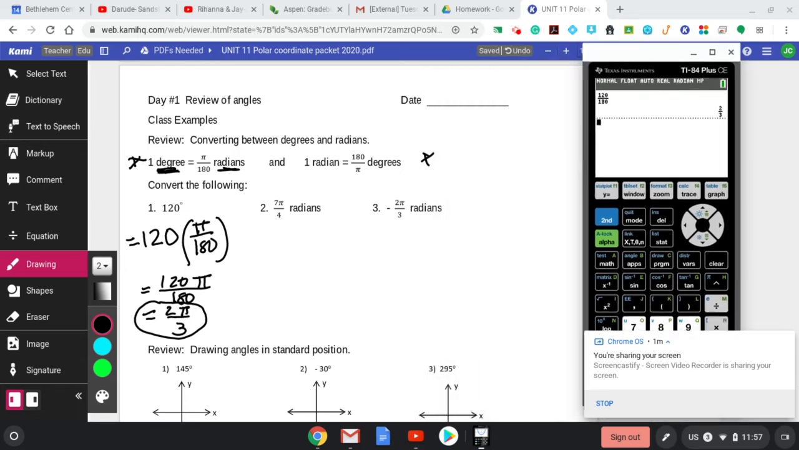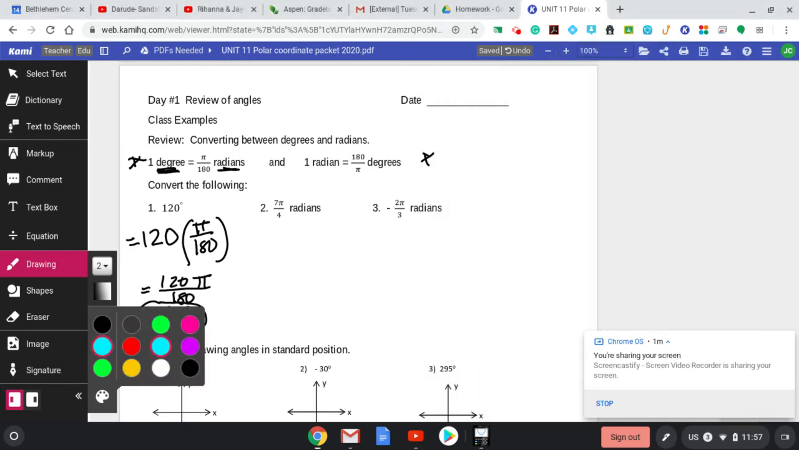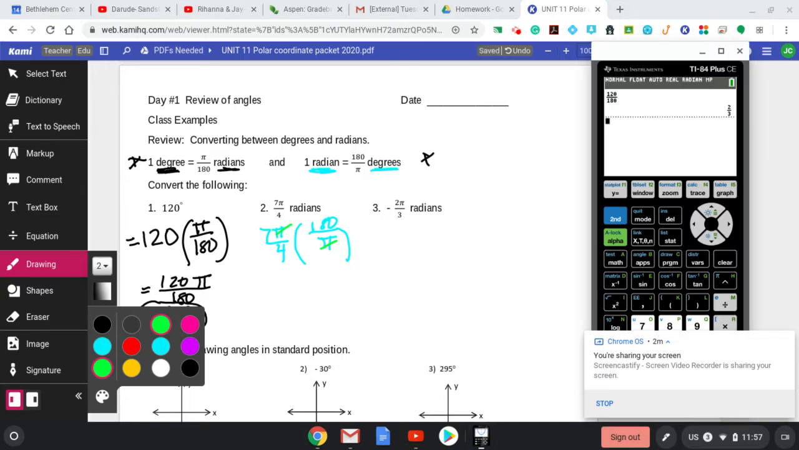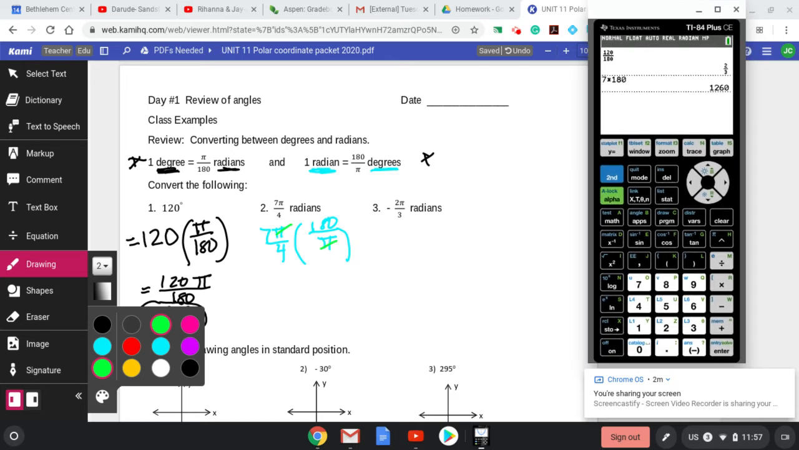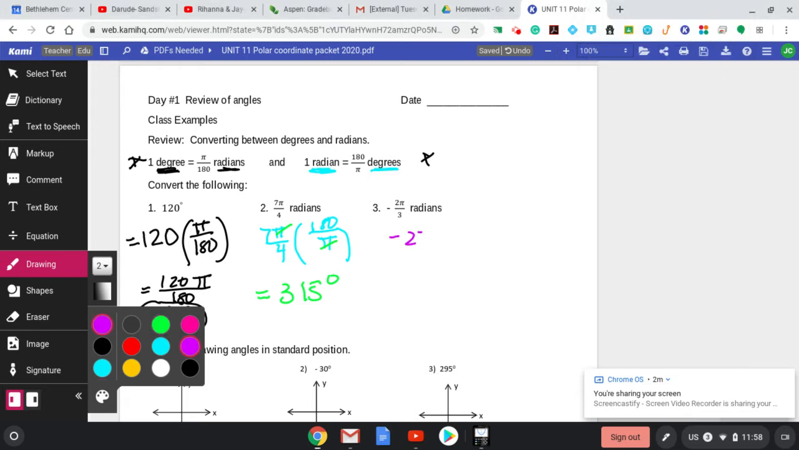Now we're going to go in reverse. Now I have 7 pi over 4 radians, and I want to turn it into degrees. So again, given radians, want to go to degrees. So what do I multiply by? 180 over pi. The conversions are right up there. The reason I do that is the pi's cancel each other out. And now I'm just doing 7 times 180 and then dividing that by 4. So 7 pi over 4 radians is the same as 315 degrees.